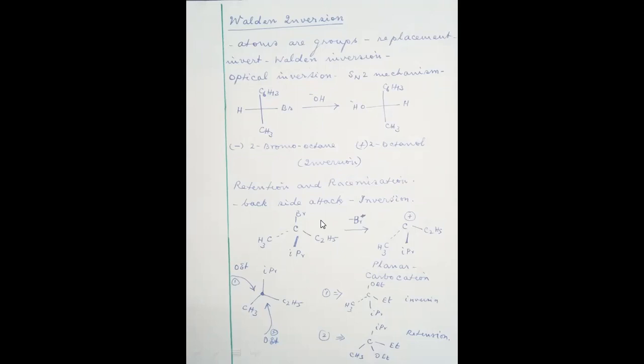But when you take the SN1 mechanism, in the SN1 mechanism, a carbocation is formed. Look here, this is the carbocation. This has an isopropyl group, an ethyl group, a methyl group, and a bromine. What happens? First, the bromine leaves, and what you are getting is a planar carbocation. The carbocation is planar.